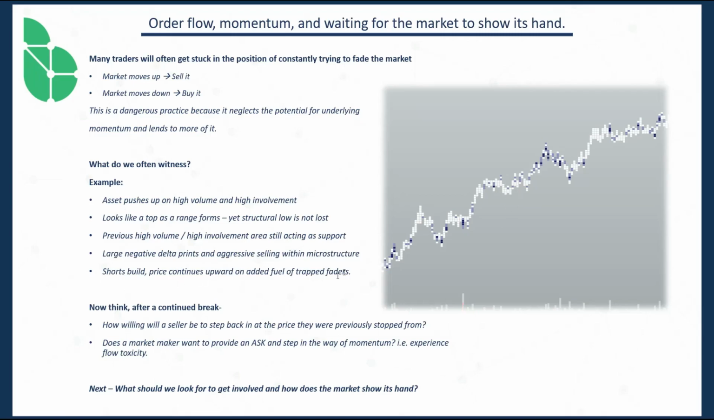So shorts build and price continues upward on added fuel of trapped faders. Trapped faders, trapped traders, basically the same thing in this case. This is how momentum builds. Someone takes the opposite side of the trade on a futures market, a peer-to-peer exchange. That can be quite explosive, especially when there's a good degree of leverage involved. When they're stopped out, when they're liquidated, we have upward price movement. In the case of taking shorts, we have downward price movement if we're talking about squeezing longs out of position. But this is how a trend begins. It starts with everyone assuming that this is just a portion of noise.